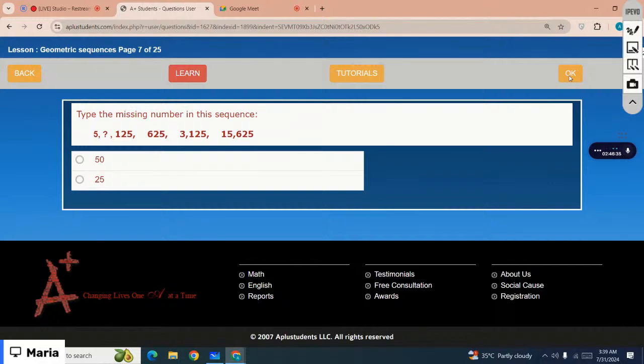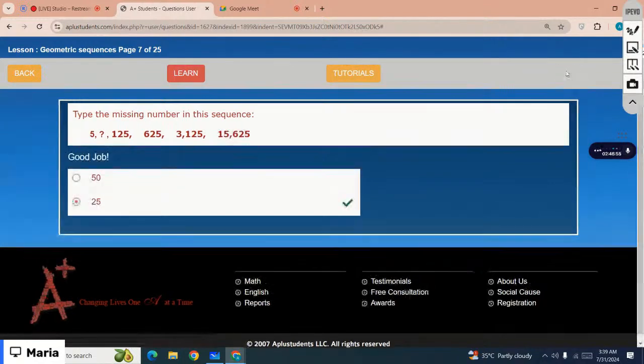The missing one is, yes, 25. How? The pattern is growing by 5. 5 times 5 is 25. That is a geometric sequence, you have to multiply. So 25 it is.